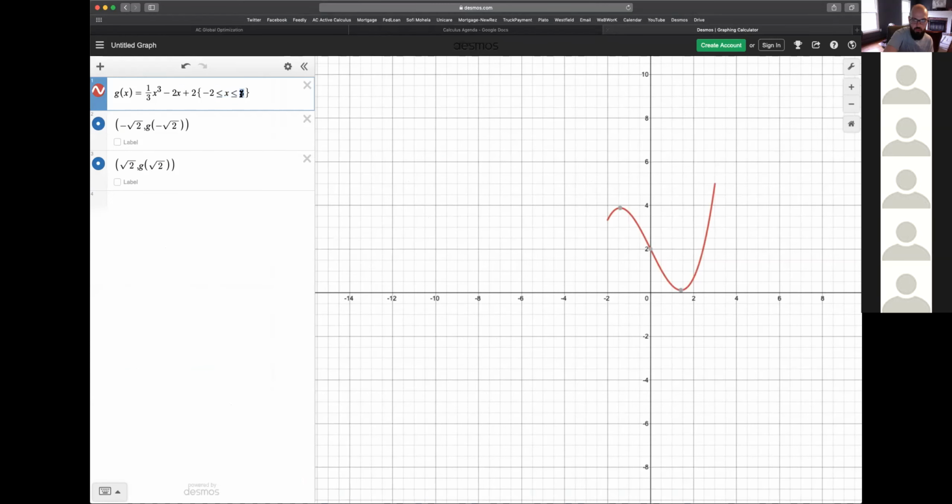Right? So now with this picture, do I still take that endpoint? Do I still look over here? Is this still my global optimal value? Seems like this now, right? So this is my global max.